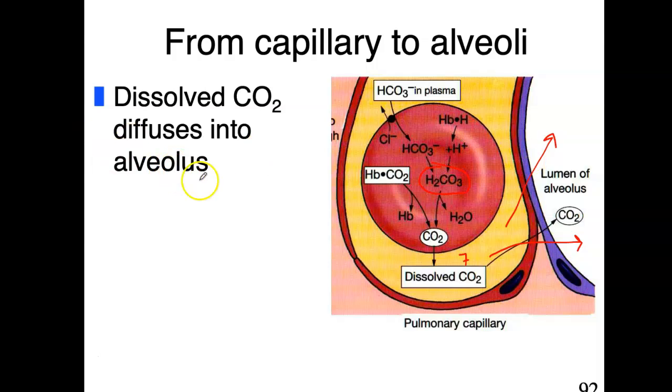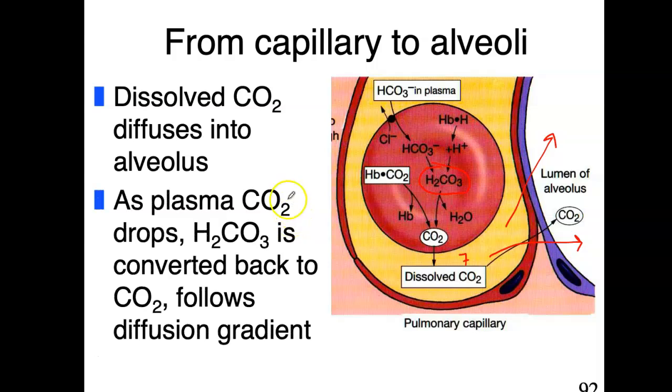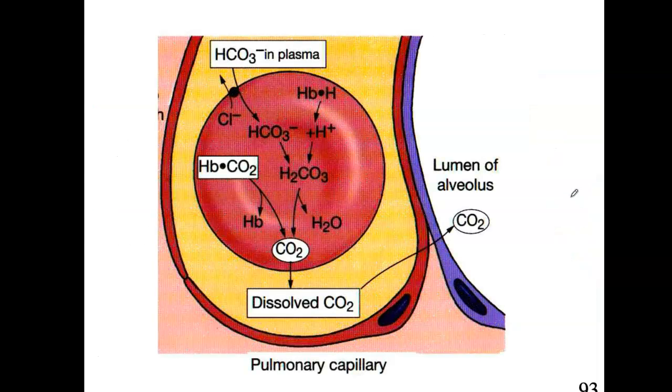In words here, I gave it to you: dissolved CO2 diffuses into the alveolus. This plasma CO2 drops. Bicarbonate, carbonic acid, is converted back to CO2. It follows this diffusion gradient, and then that will now move into the lumen. This is just enlarged for you to see it better.